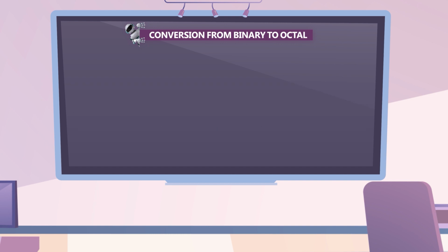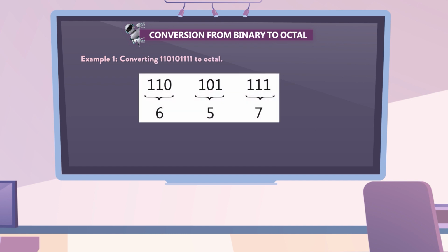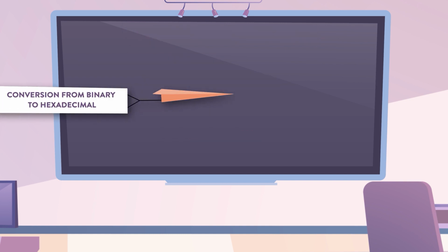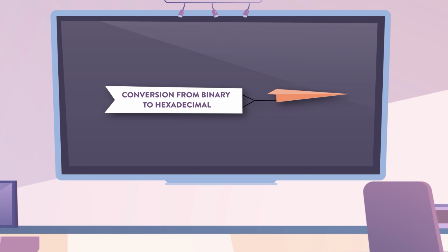The example is converting this number to octal. Here, 110, 101 and 111 are the binary equivalents of 6, 5 and 7 respectively. Therefore, the octal equivalent is 657 base 8.